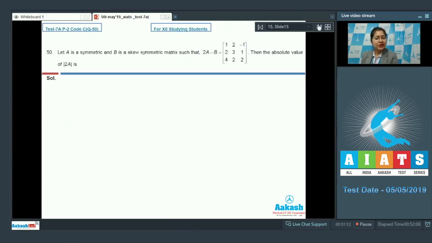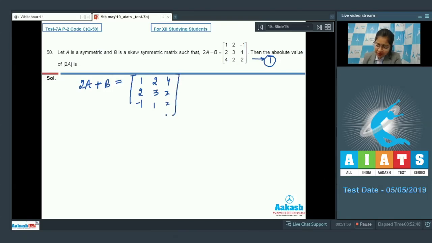Next is question number 50, a very simple question from matrices. Here it has been given that A is a symmetric matrix and B is a skew symmetric matrix, such that 2A minus B is given to be equal to a 3 cross 3 matrix. We have to find the determinant of 2A. Now, if we take transpose on both sides of equation 1, we will get 2 times A transpose is equal to A, minus B transpose will be equal to minus B, so it will be plus B, and this is equal to 1, 2, minus 1, 2, 3, 1, 4, 2, 2.